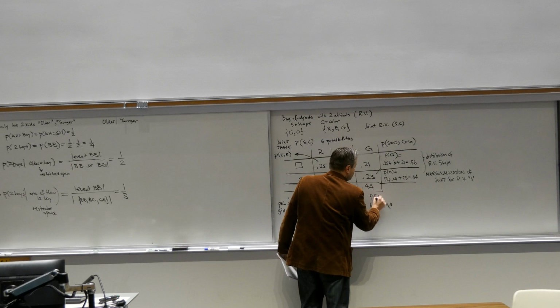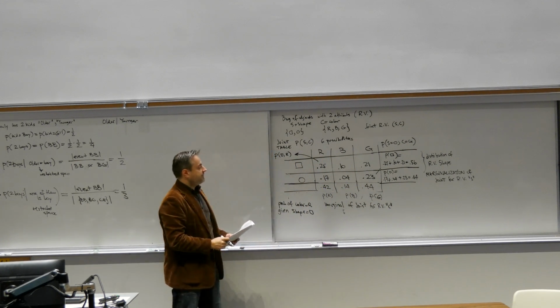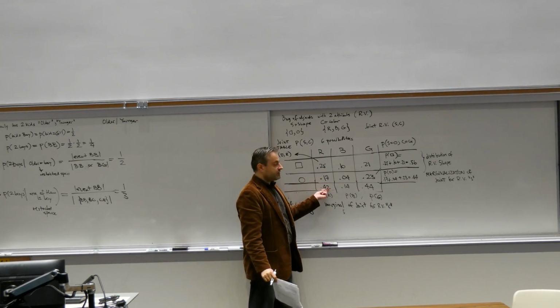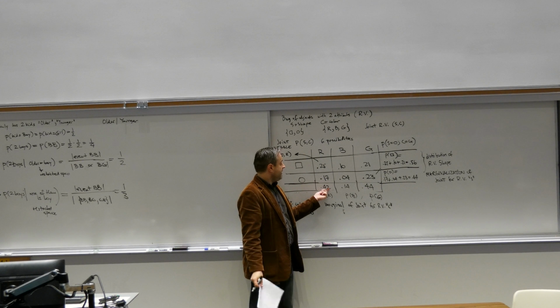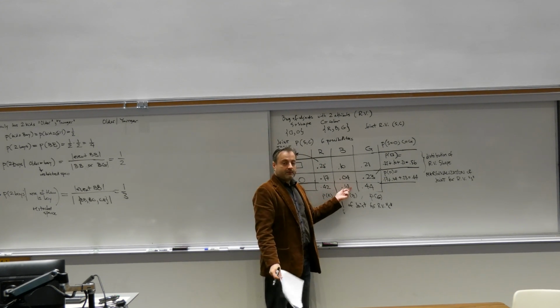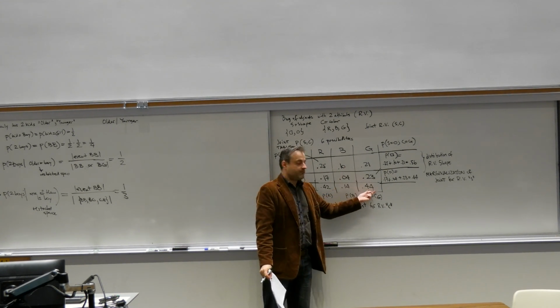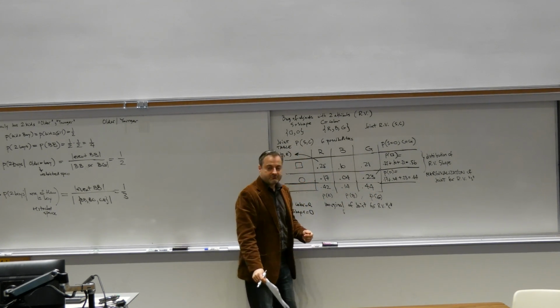So if I look at my bag and say ignore the shape, just look at the colors, I have a 42% probability to get reds, 14% chance to get blues, and 44 chances out of 100 to get greens.